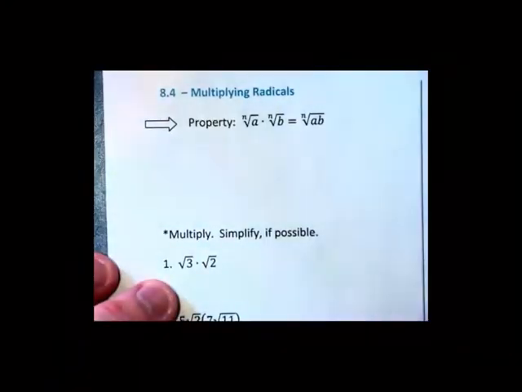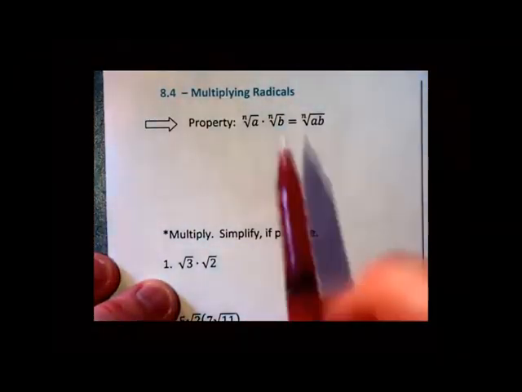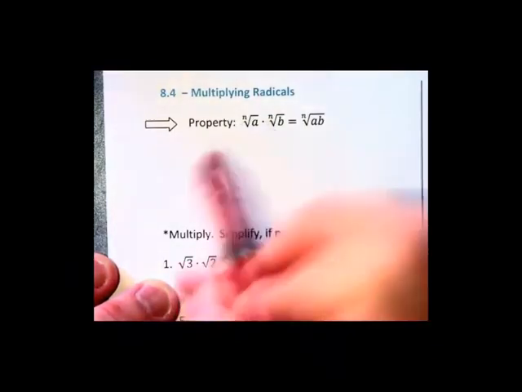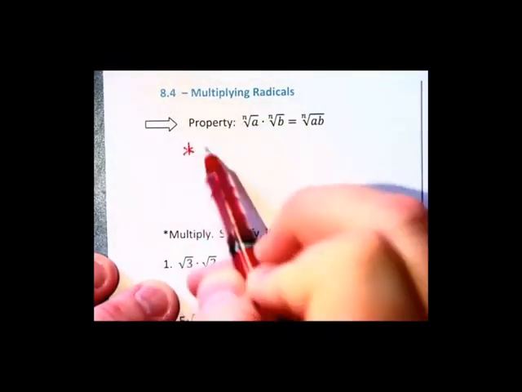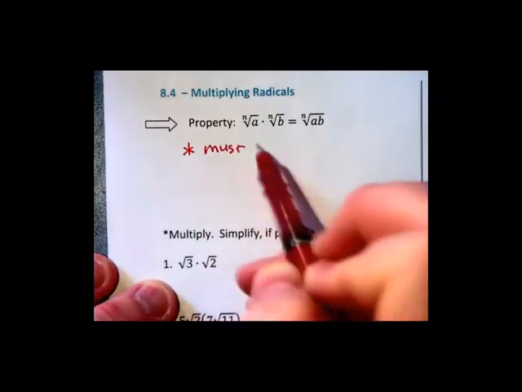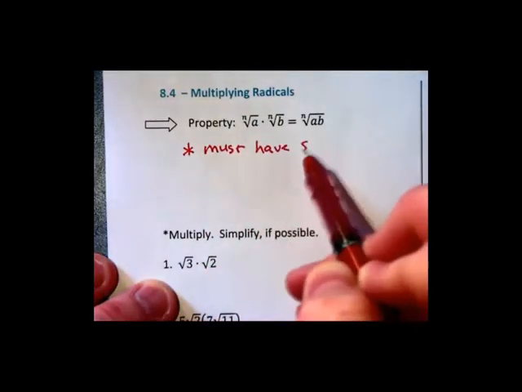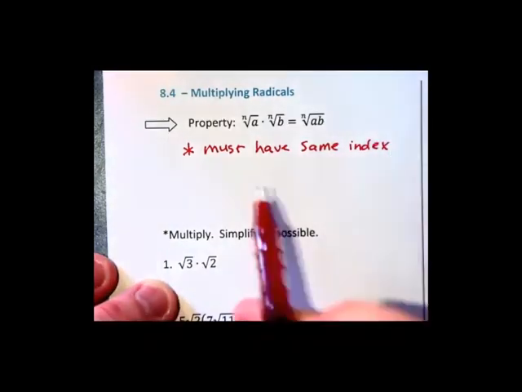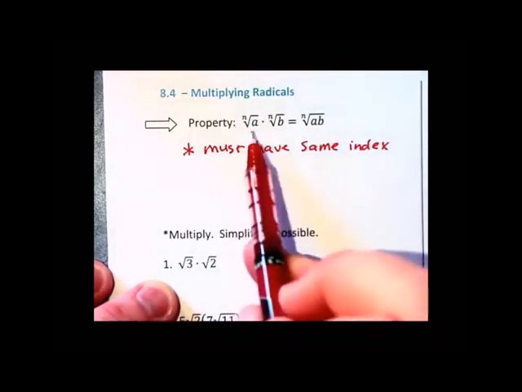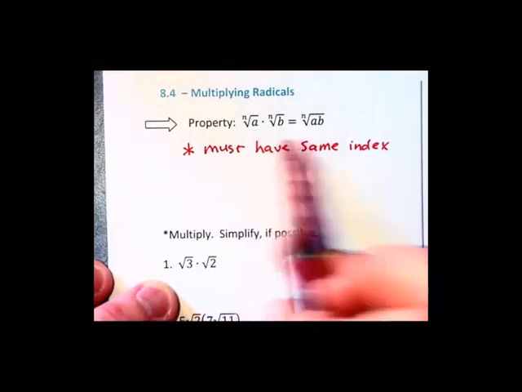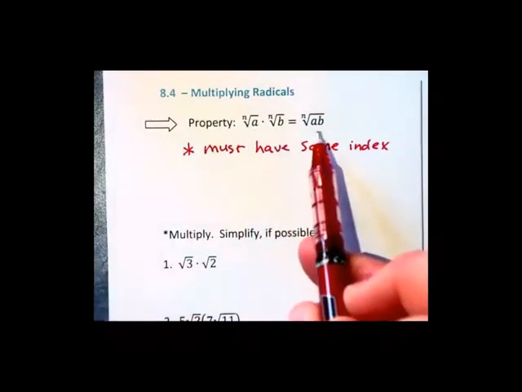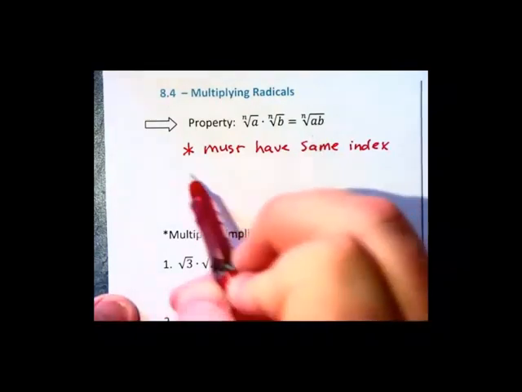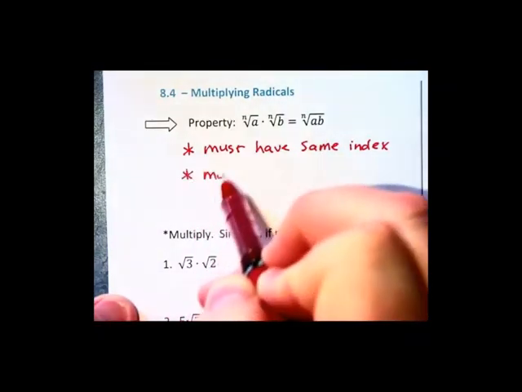When you are multiplying radicals, it's important that you notice that the index be the same on the radicals you're multiplying. So I'm just going to tell you that you must have the same index. Now, as far as what you multiply together, you just multiply the a and the b inside together to get ab. It's not like addition where you have to have a common radicand. So I'm just going to say multiply the radicands together.